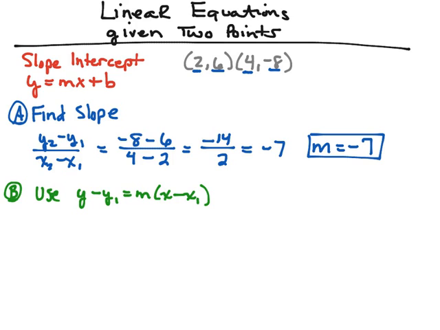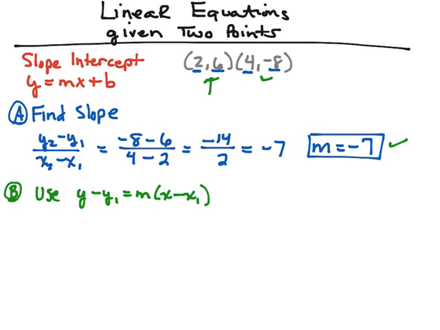Now that I know the slope is negative 7, the second thing we're going to do is use our point-slope form, and that's this one right here, y minus y1 equals m times x minus x1. We use this anytime we have a point and a slope. As you can see, I do have a slope, and I even have 2 points here. So the question is, which point or which ordered pair do we use? Now it really doesn't matter. I can use the ordered pair (2, 6), or I can use (4, -8). That all depends on you, whichever you think looks easier to work with.